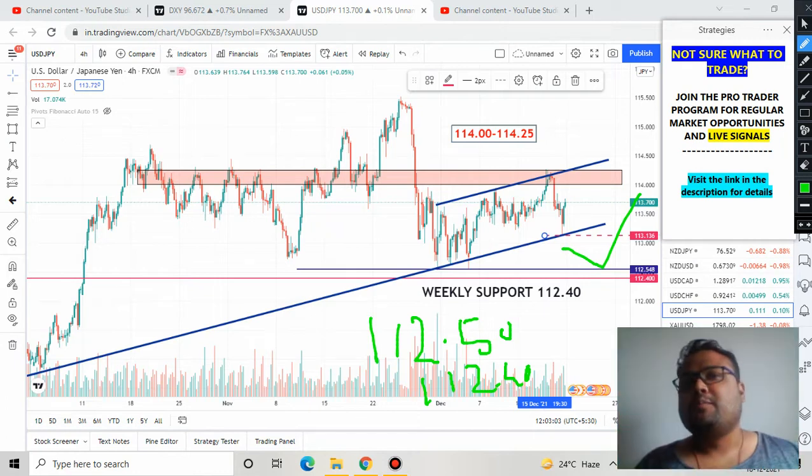So these are the trading opportunities on USD JPY right now from my analysis.